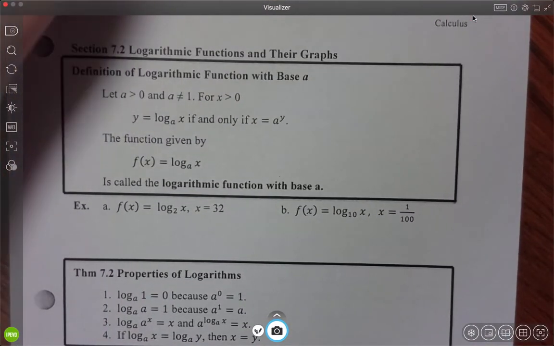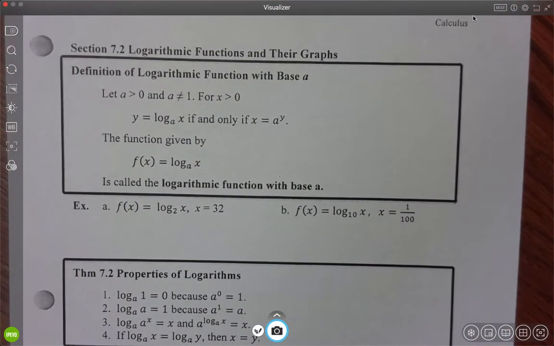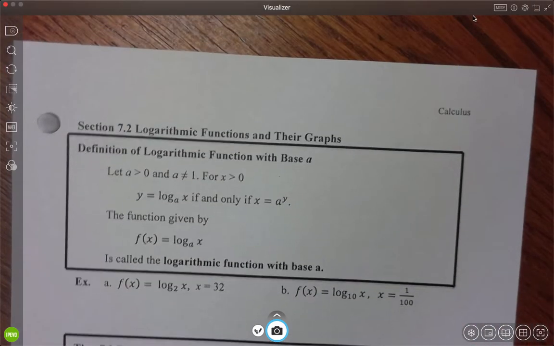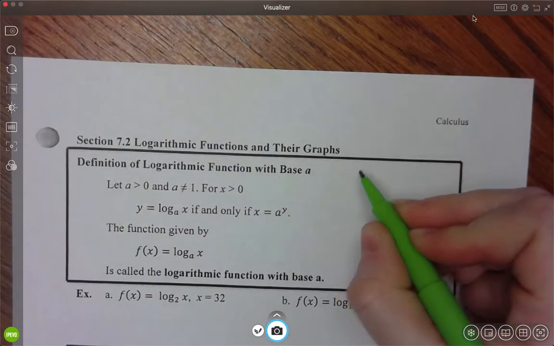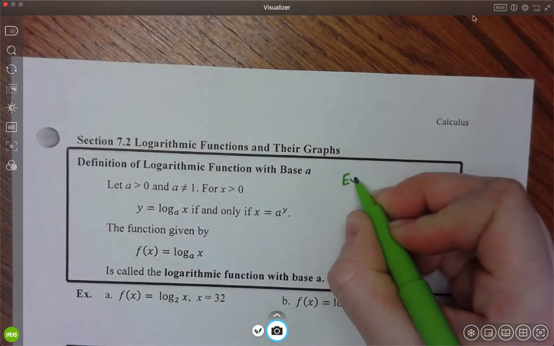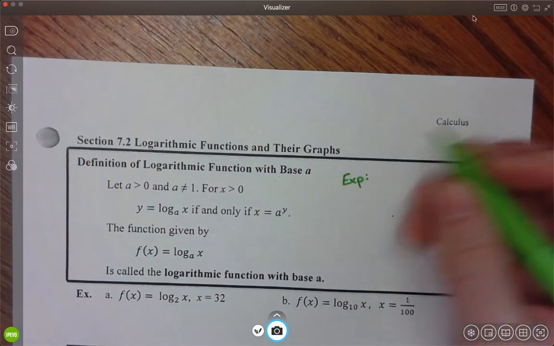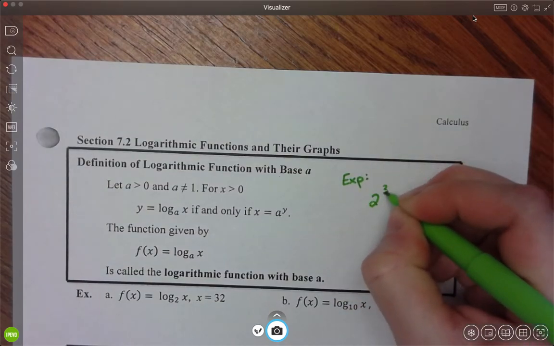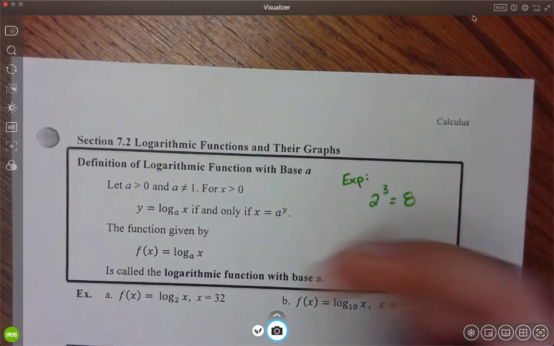Okay, Calc, this is 7.2, the section on log functions. In the last video, we talked about exponential functions. So for an exponential function, you might have 2 to the third power equals 8.